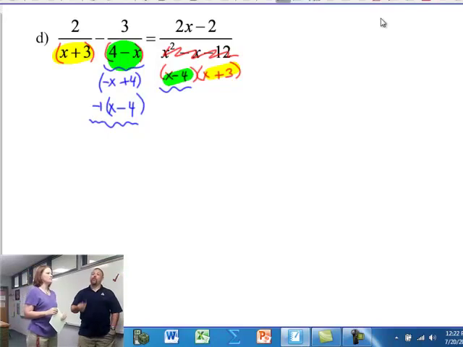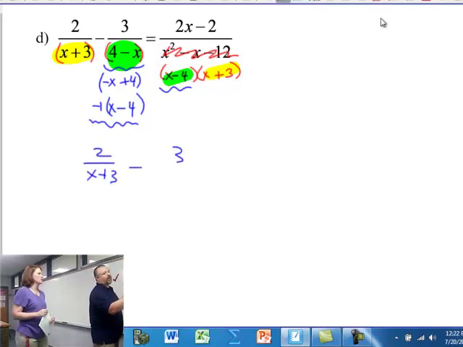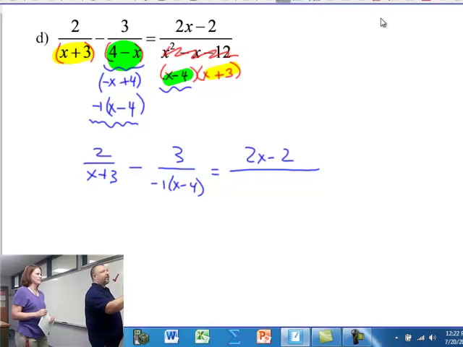Now we have x minus 4 in both parts. But we have an extra factor of negative 1, which we will have to include. So I'm going to take up some more room here and rewrite this as 2 over x plus 3, then minus 3 over negative 1 times x minus 4. Just to clean this up.